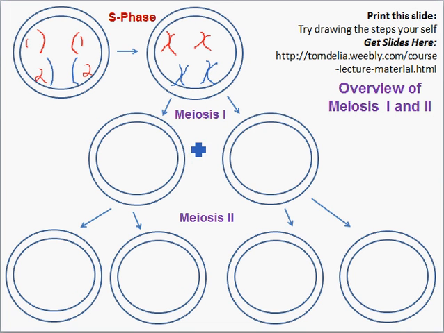Now, through meiosis I, here's the key. S phase only happens once. We only copy everything once, and then we go through 2 rounds of cell division. So the end result is we cut everything in half. You duplicate everything once, and then you divide it 2 times, and we get half as much at the end.